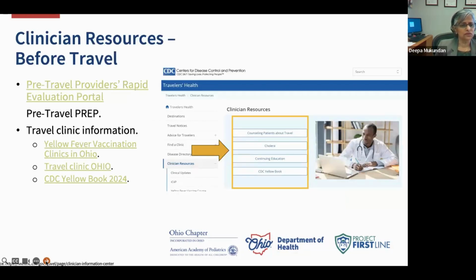So the resources for the clinician, again, there are a few things. I provided you the link to a template for rapid evaluation, what you need to get from the patient, and also some travel clinic information, because the yellow fever vaccine is provided only in certain travel clinics or the health department, and you need to schedule ahead of time so that they can acquire the vaccine specifically for you. Next.